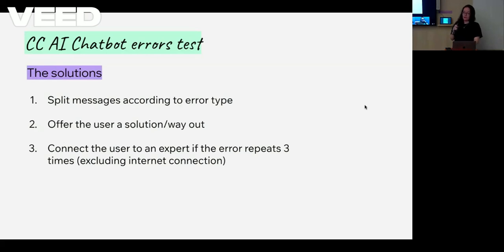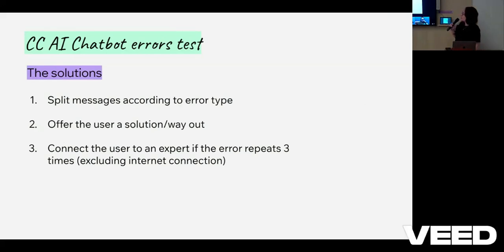So the solution that we came up with after talking to the developers was identify the different scenarios where there can be an error message and split the error messages according to type. Whenever possible, offer the user a solution or a way out. And keep in mind, they still have the start over button, so they always have that, but we want to give them something to keep them in the conversation, to keep them engaged, talking to the chatbot, and hopefully getting their solution through the chatbot.